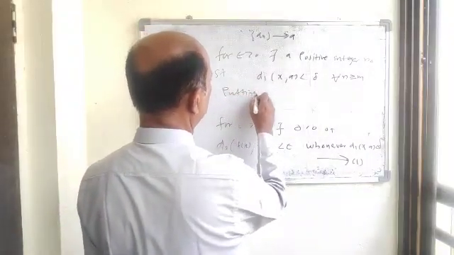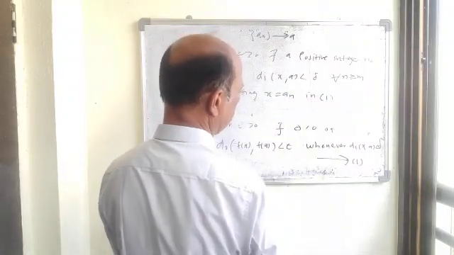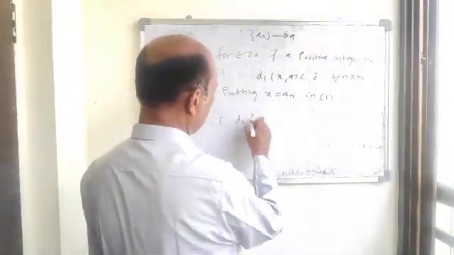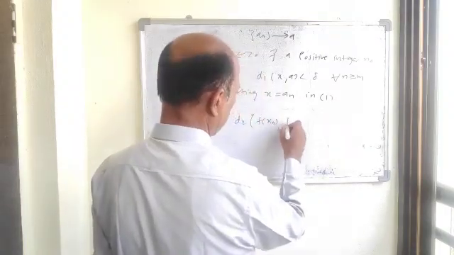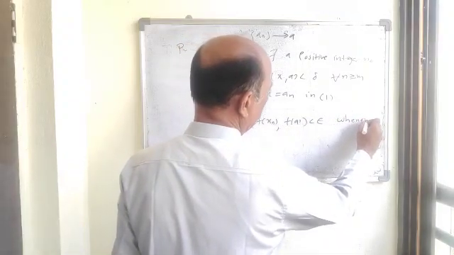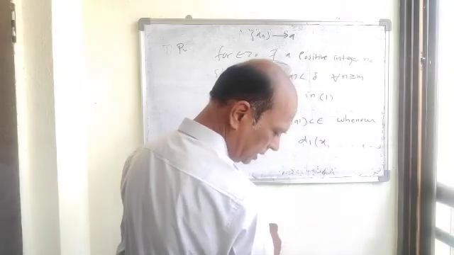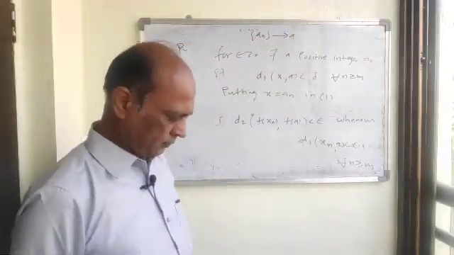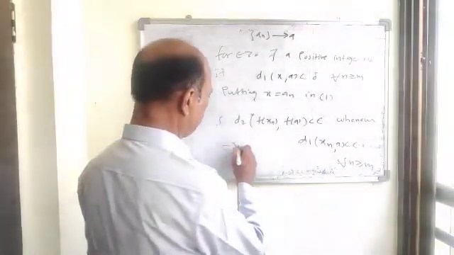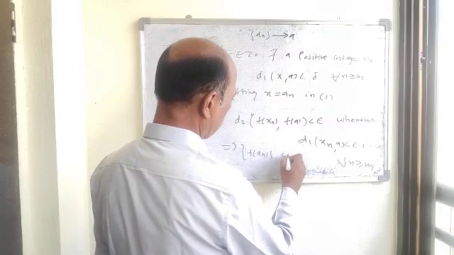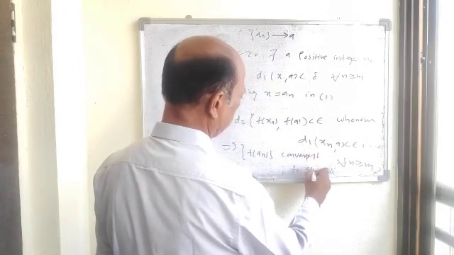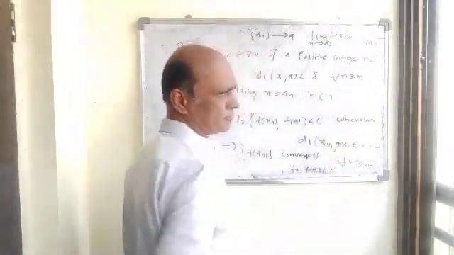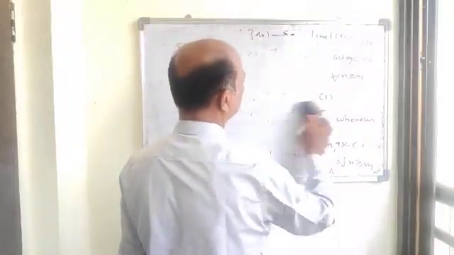Now putting x equal to x_n in our argument 1, what will happen? That is, d2 of f(x_n), f(A) is less than epsilon whenever d1(x_n, A) is less than delta, for all n greater than or equal to n0. And what does this imply? It implies that the sequence f(x_n) converges to f(A), or in other words, the limit of f(x_n) as n tends to infinity is equal to f(A). So this proves the first part of the theorem.